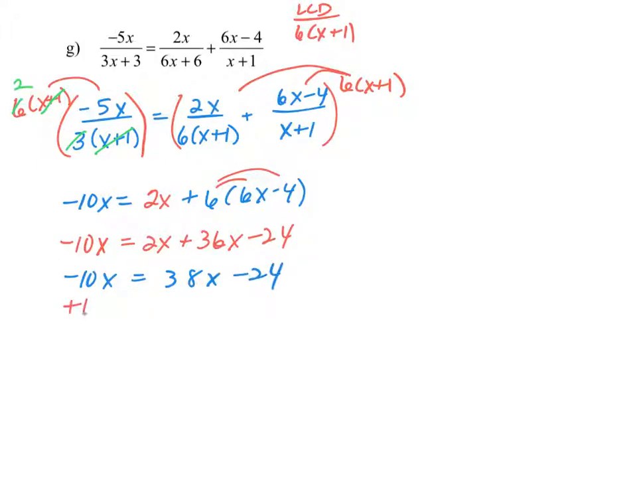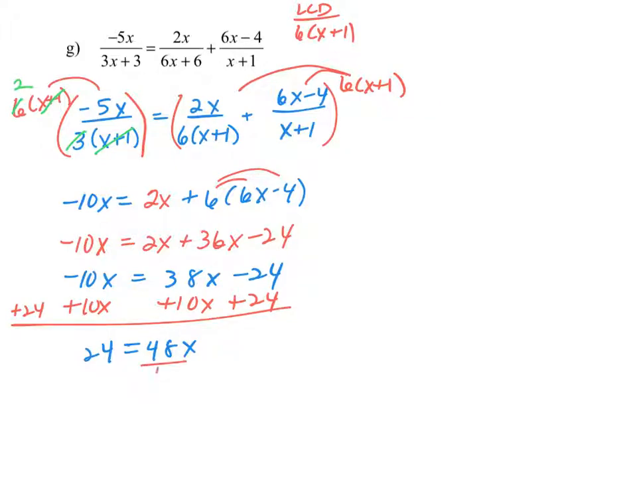I'm going to add 10x to both sides of the equation, and I'm also going to add 24 to both sides of the equation, so that we get 24 is equal to 48x. And then by dividing both sides by 48, we get x is equal to 1/2.